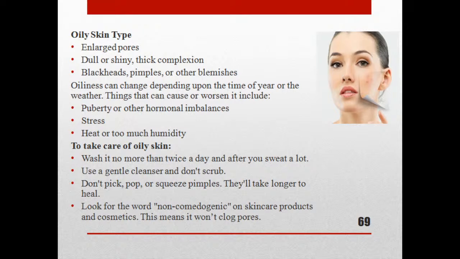To take care of oily skin, wash it no more than twice a day, and after you sweat a lot. Use a gentle cleanser and don't scrub. Don't pick, pop, or squeeze pimples, they will take longer to heal. Look for the word noncomedogenic on skincare products and cosmetics.